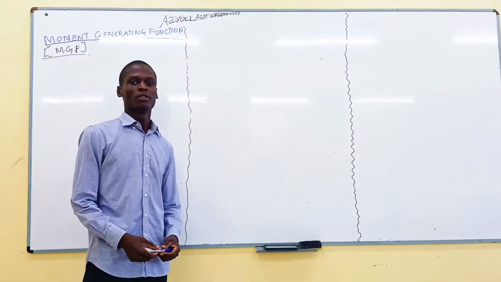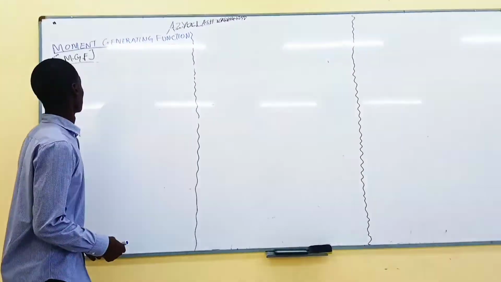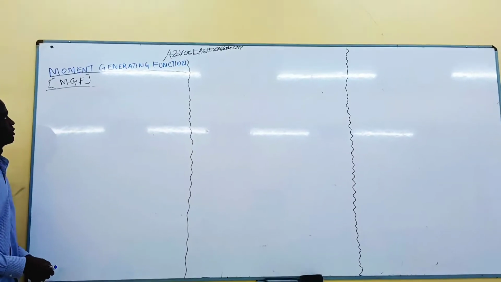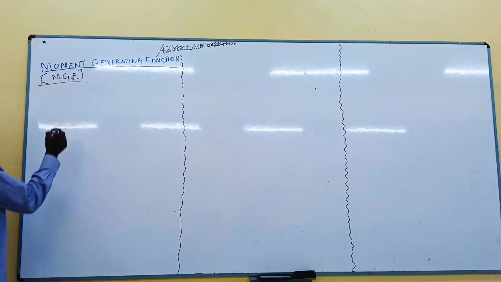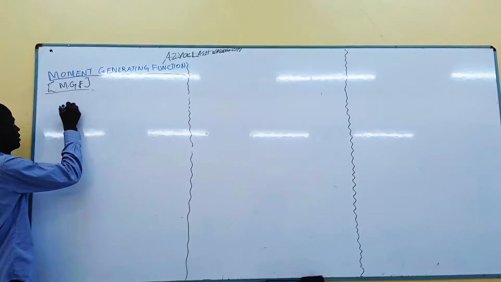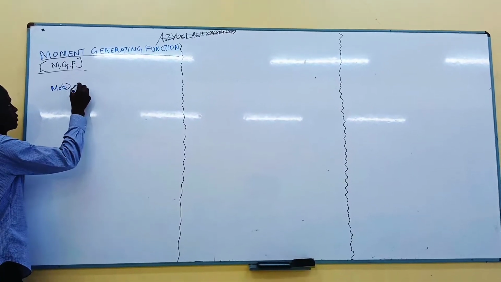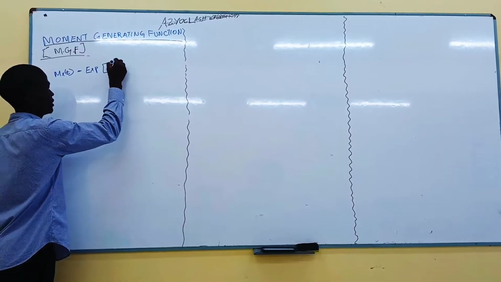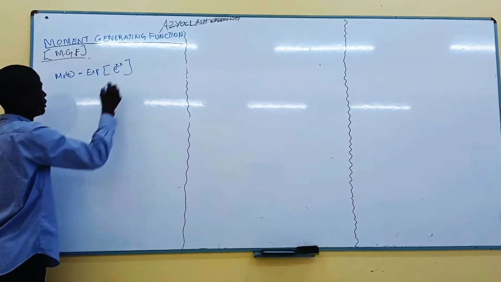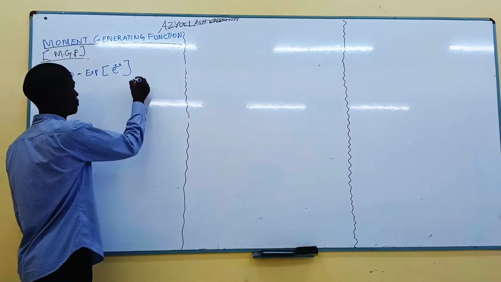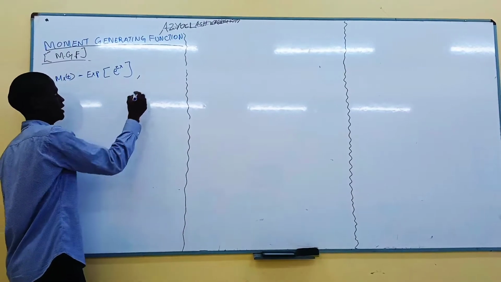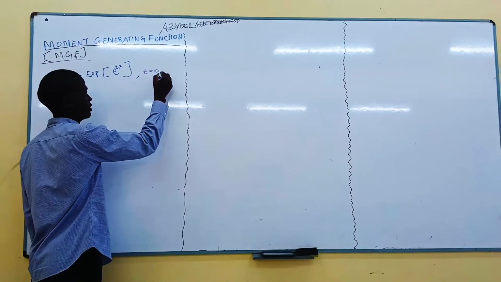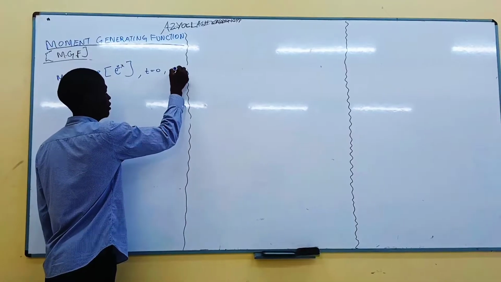Welcome. In today's class, I'm going to look at the moment generating function, or MGF. MGF is defined by M_X(t) equals the expectation of e^(tX). It's called a generating function because every derivative of it at t equals 0 can generate the mean or variance.